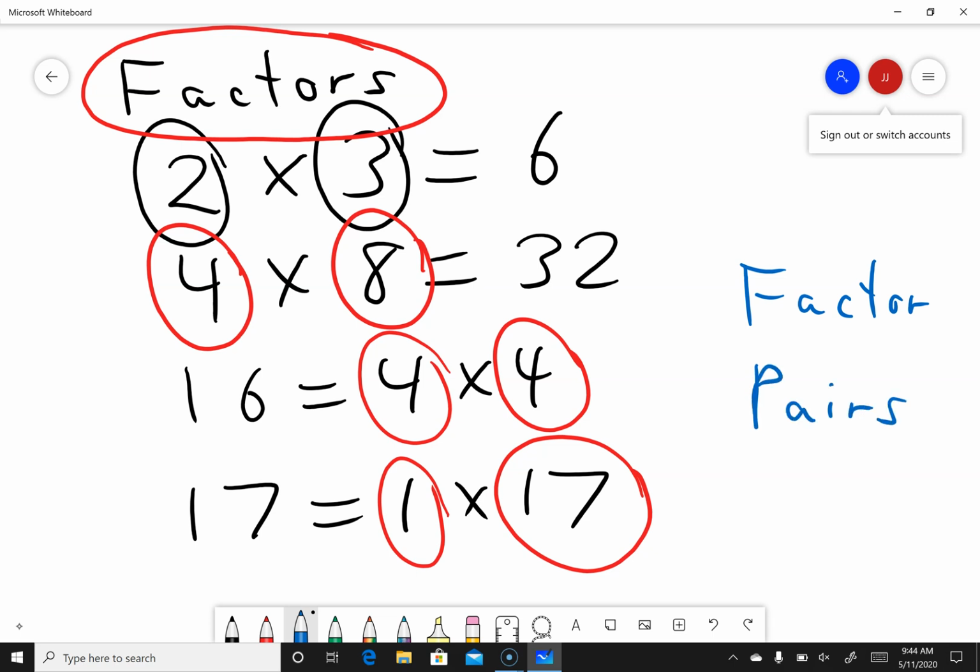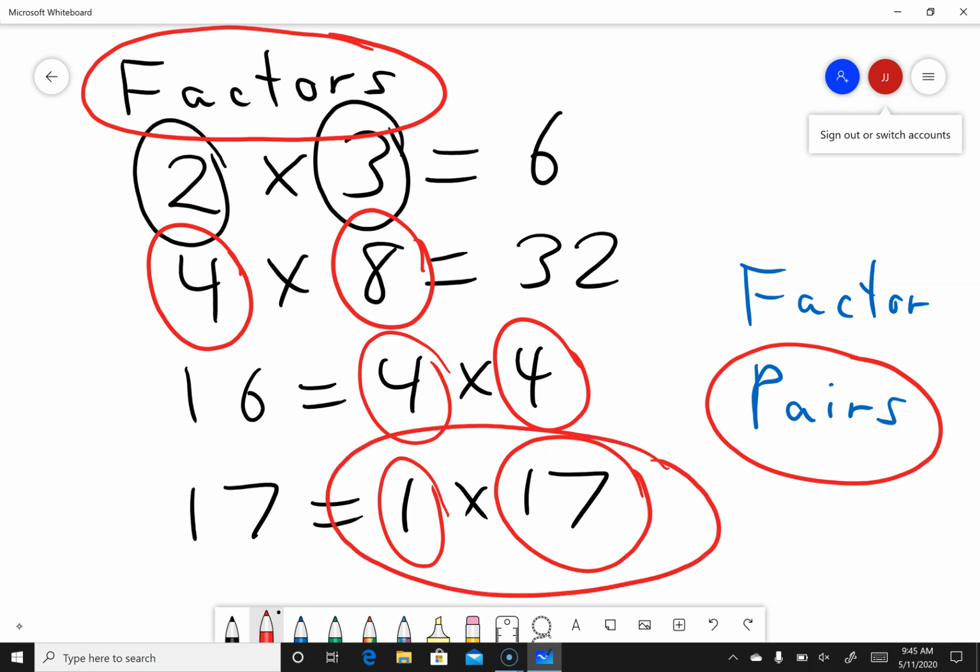A pair refers to two things. Think of a pair of socks or a pair of shoes. So a factor pair is a pair of factors. So here we have a factor pair, 1 times 17. 1 and 17 are factors, so that is a factor pair. There are two of them.